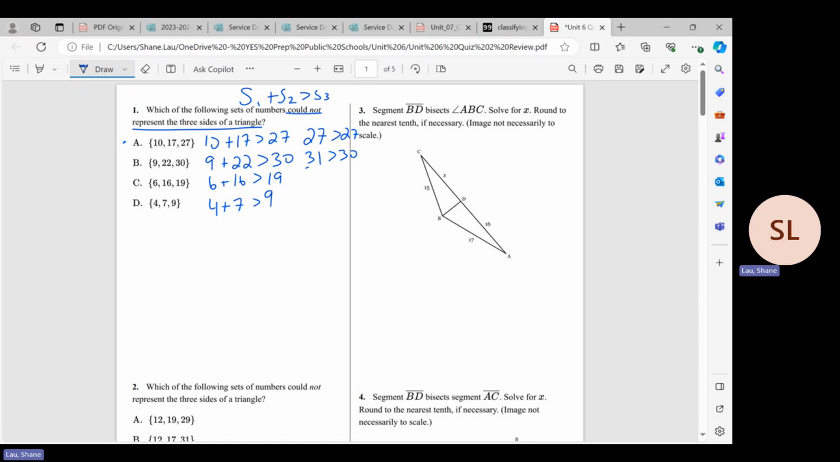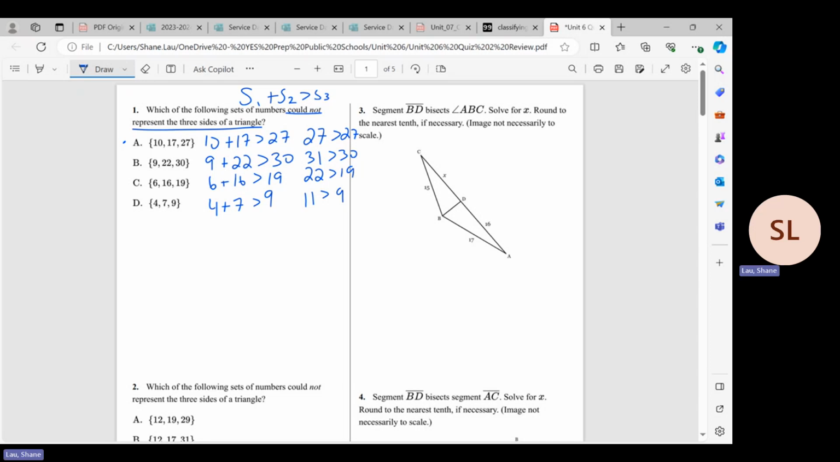6 plus 16 is 22. 22 is greater than 19. 4 plus 7 is 11, which is greater than 9. And you can do all the other combinations if you want to. But I think at the bare minimum, you should add at least 2 sides together and see how they compare to the 3rd side, the 3rd side being the largest side.